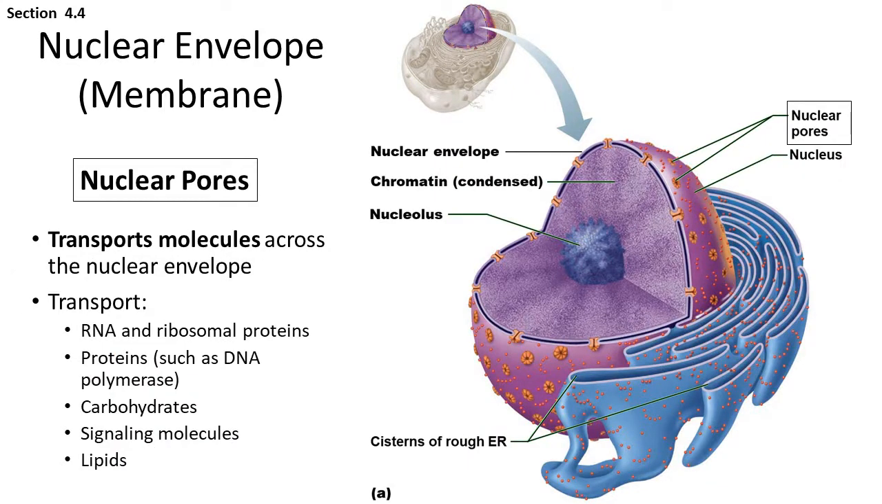Nuclear pores transport molecules across the nuclear envelope. They transport RNA and ribosomal proteins, proteins such as DNA polymerase, an enzyme which we'll talk about in the next week, carbohydrates, signaling molecules, and lipids.